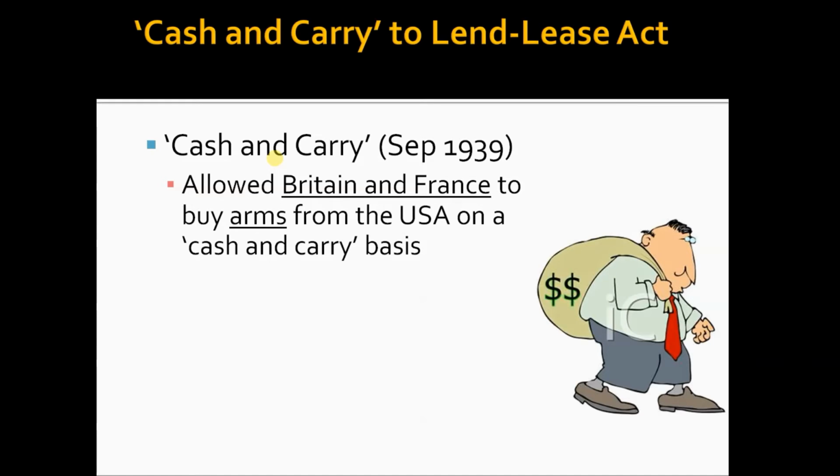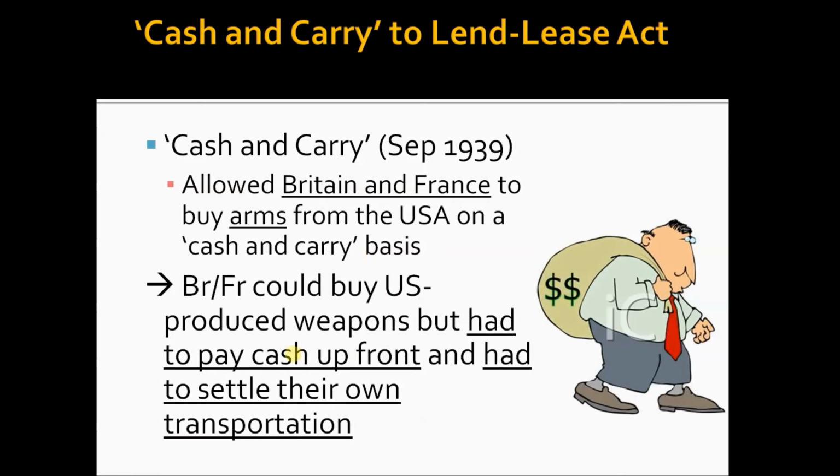So he basically allowed Britain and France to buy arms from the USA on what we call a cash and carry basis. In other words, they had to pay in cash for whatever military supplies they got from the US, and added to that, they had to settle their own transportation. They had to bring it there on their own. So in other words, there's no home delivery service, there's no payment on credit. This was to provide some help to Britain and France so that they could deal with the war against Germany better.